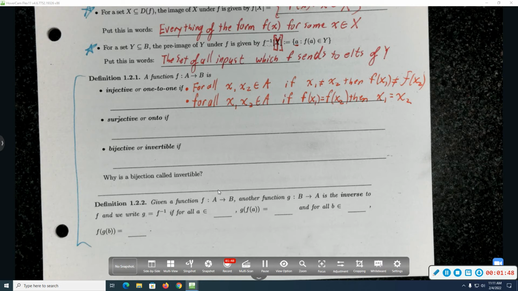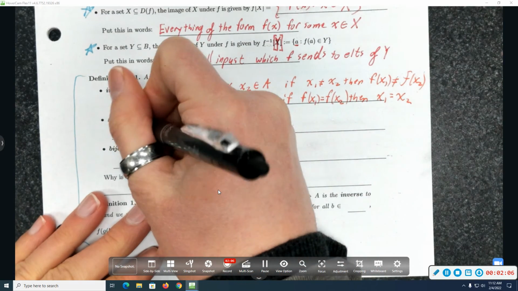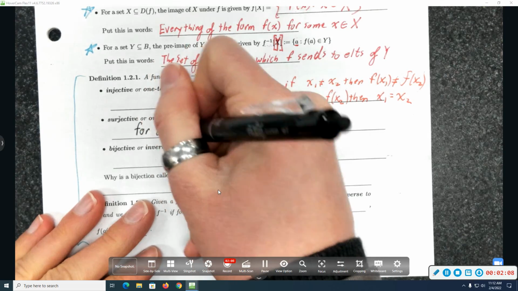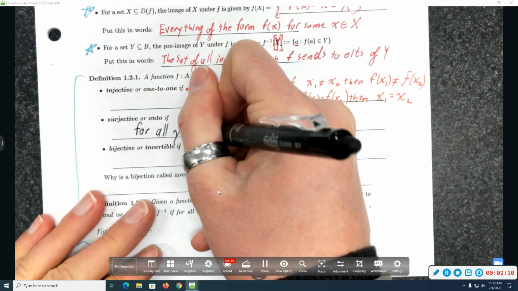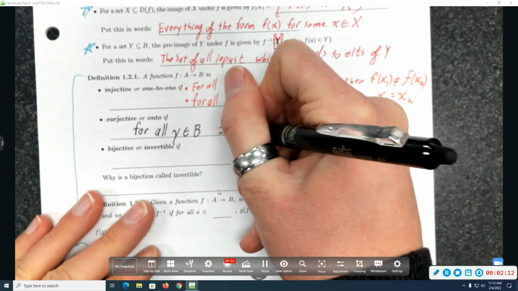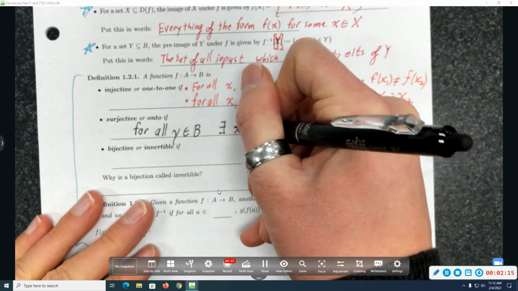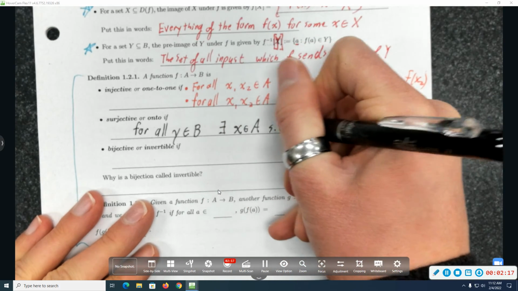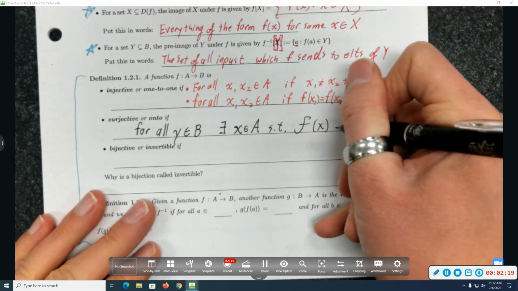Well, that's what it should mean. To be hit by a function means that some input goes to y. How do people feel about backwards E, "there exists"? People comfortable enough as long as it's at least just on the board? Alright, so let's write that down. A function is called onto or surjective if for all y in the codomain there exists at least one x in the domain such that f of x equals y.